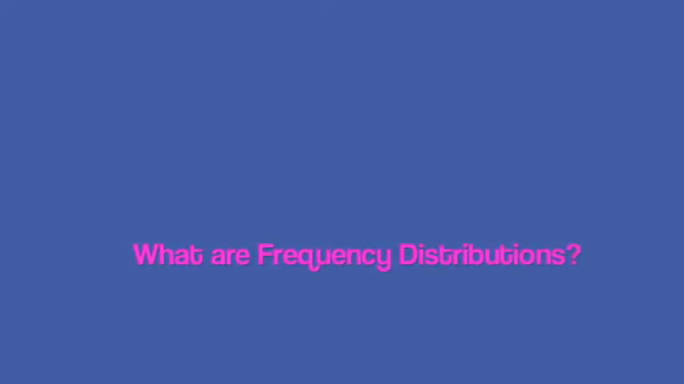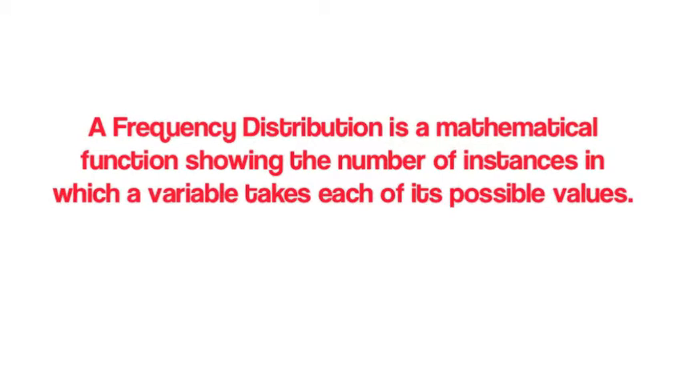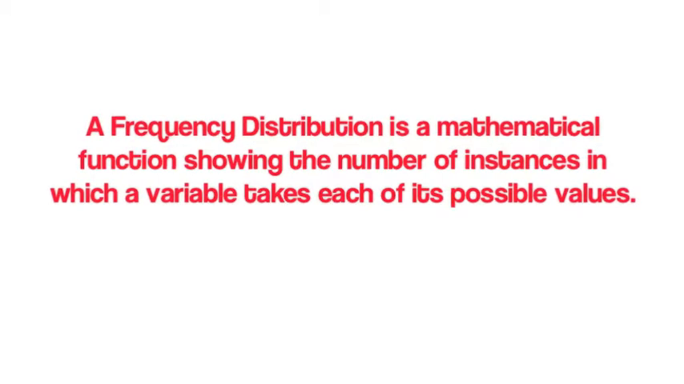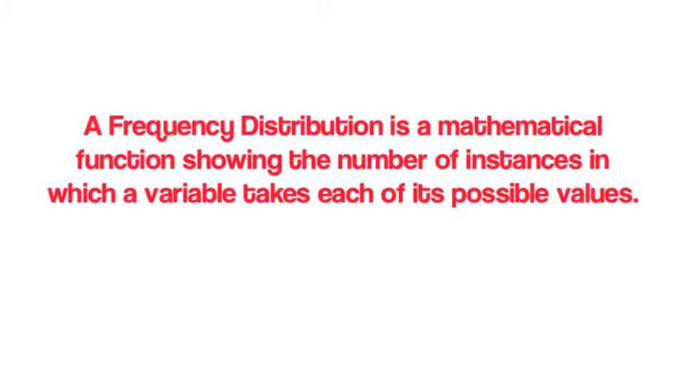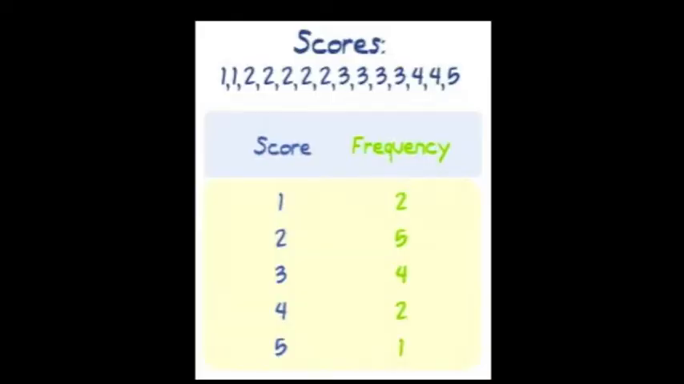Well, what are frequency distributions anyways? A frequency distribution is a mathematical function showing the number of instances in which a variable takes each of its possible values. Here's an example of a frequency distribution. What we did was in one column we put the score, and the other column we put the frequency. We got the frequency by counting the number of times that score appeared in our dataset.